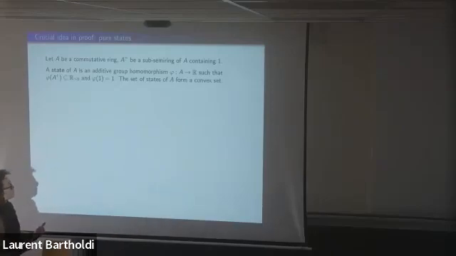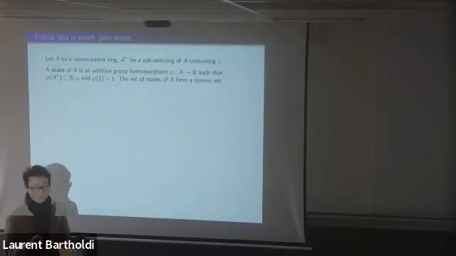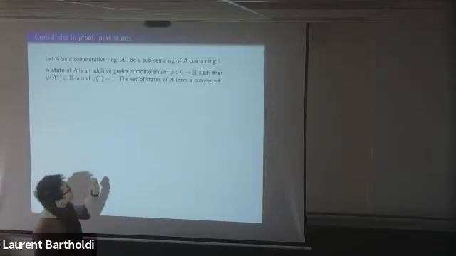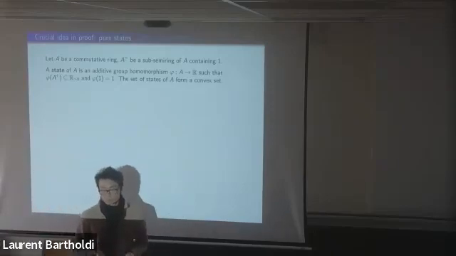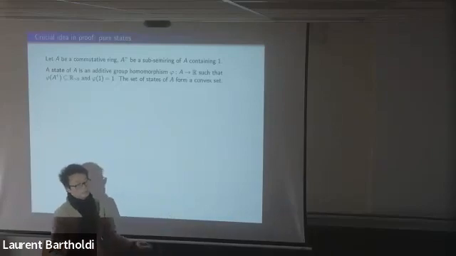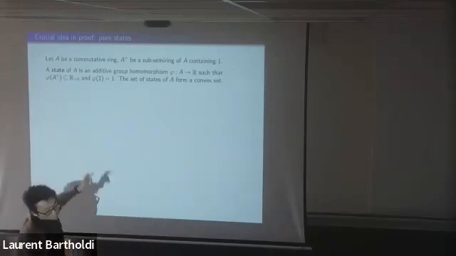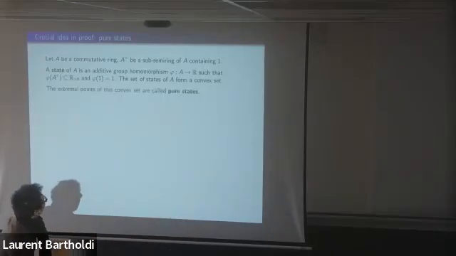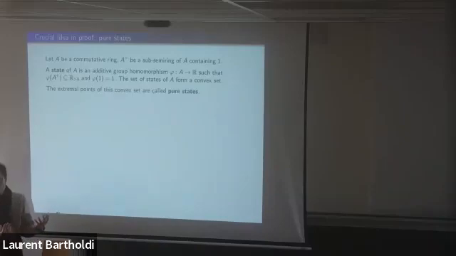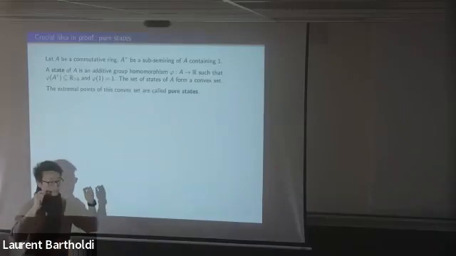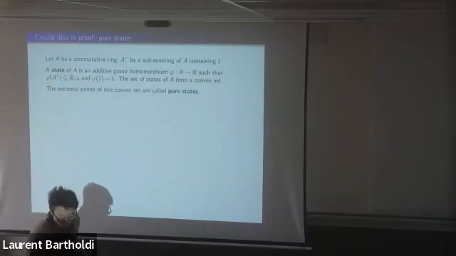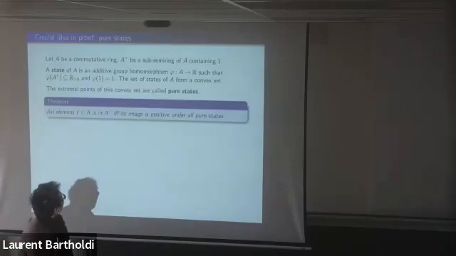The set of states, so a state is just an additive group homomorphism. It doesn't care about the multiplicative structure of the ring A. The set of states of A forms a convex set. Obviously, if we take the average of two states, it's still a state. Oh yeah, 1 has to map to 1. The extremal points of this convex set of states are called pure states. So these are states that cannot be written as an average of two other states.